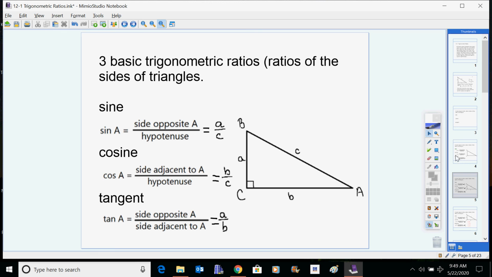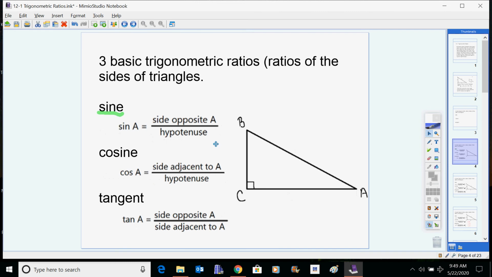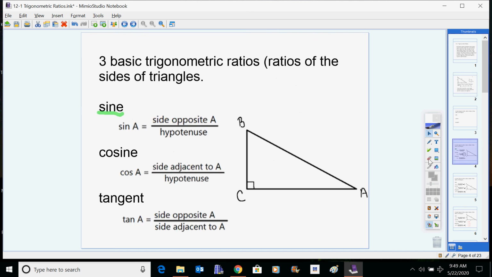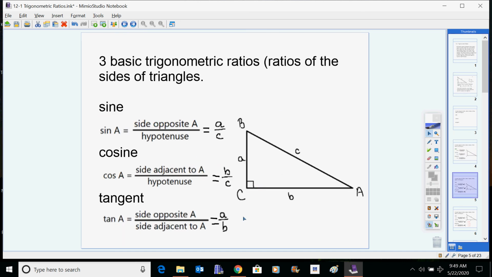Now your second keyword is sine. I want you to write down that your second keyword is sine. Your first one was trig. The second one is sine. And then our sine is always going to be the opposite over the hypotenuse.